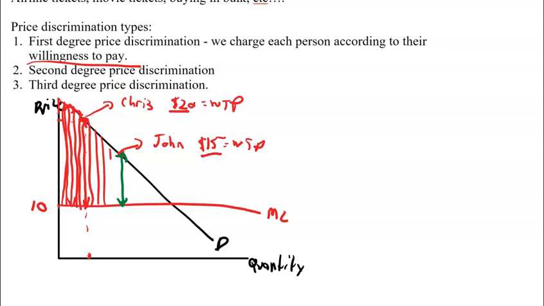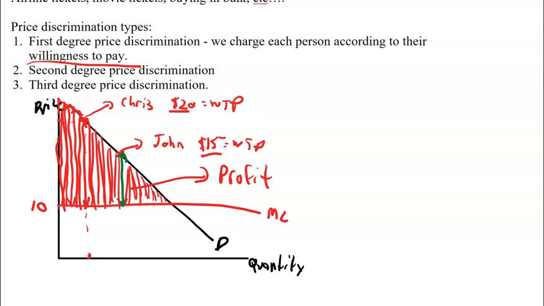And so all this producer surplus, if the price was the same, then we would have all this as the consumer surplus. This is all captured by the seller. So the profit is basically the shaded region, and it is much higher than if we charge just one price.